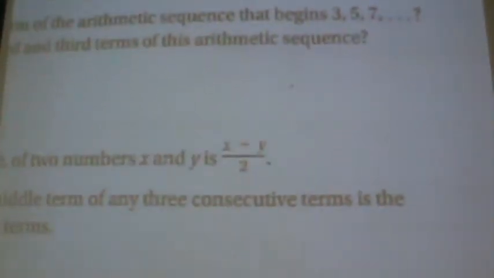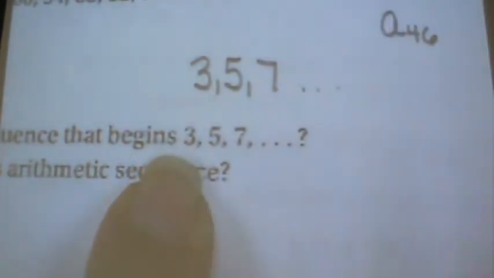Let's try these two, 2A and B. How would you figure out the 46th term if I give you this sequence, 3, 5, 7? Okay, now 3, 5, 7, and I want the 46th term. How will I figure this out? Well, I'm going to use the explicit formula: a sub n is the first term plus n minus 1 times d. What is the first term in this sequence? 3.